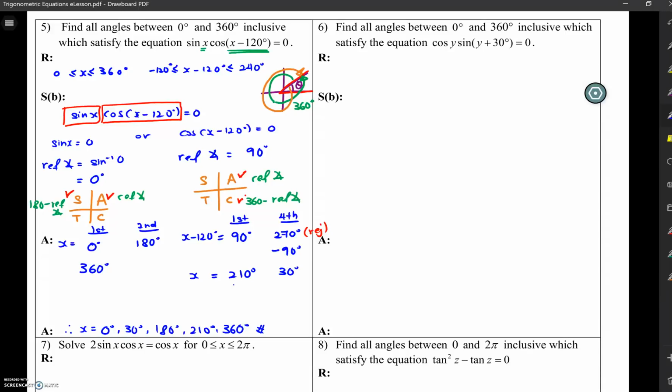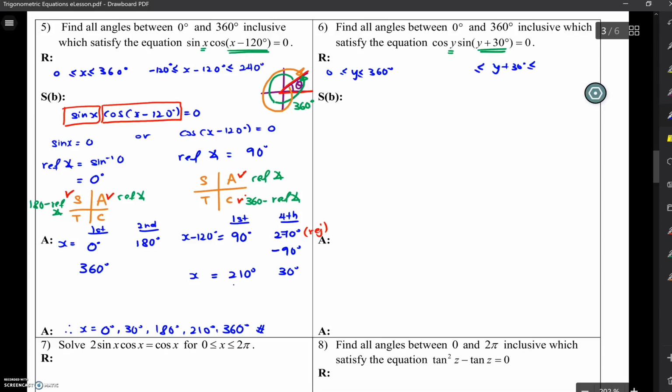Okay, now let's do question number 6. Similarly here, you will see that we want to find all the angles between 0 and 360. This time it is cosine y times sine of y plus 30 degrees. So our first step is to find the range. What we need to find is from 0 to 360 degrees, and that's the range for y. But what about y plus 30 degrees?